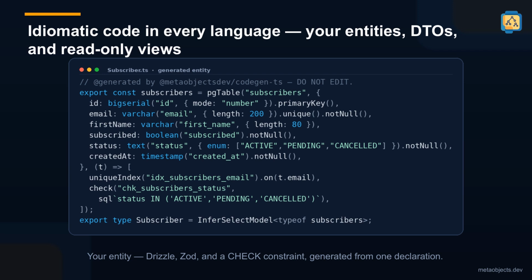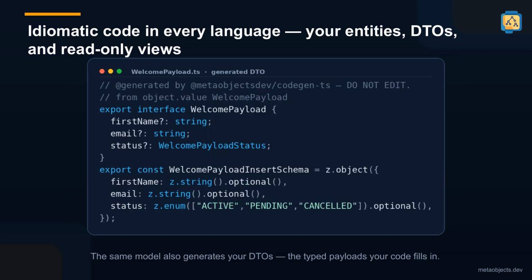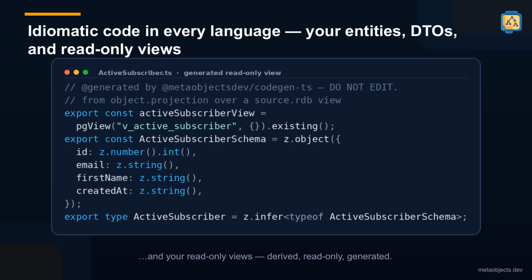From that same model, meta-objects generates idiomatic code in every language. Here's your entity, the table, the validation, even a check constraint, all from those few lines. The same model also generates your DTOs, the typed payloads your code fills in, and your read-only views, derived, read-only, generated, entities, value objects, projections, all from the one model. And the generators are open. Need output we don't ship, you write a small one.